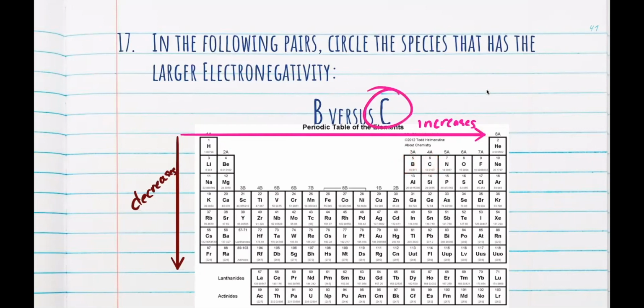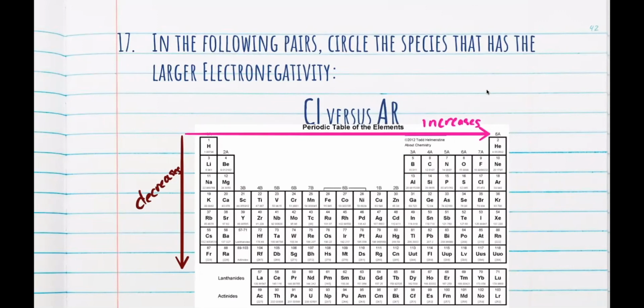Let's move on to our next one. Here we have chlorine and argon. Now this is where things get a little bit interesting. Argon is part of the noble gases, meaning that it's not going to want to go out and search for another electron. It's already happy. So chlorine is the one that's going to have the larger electronegativity, mainly because it still needs to complete its octet. So argon is already happy. It's not going to go out searching for something.